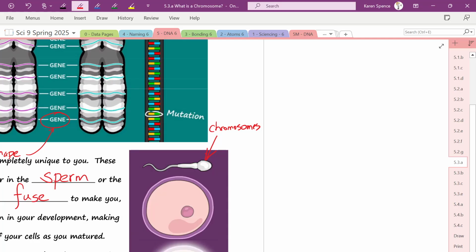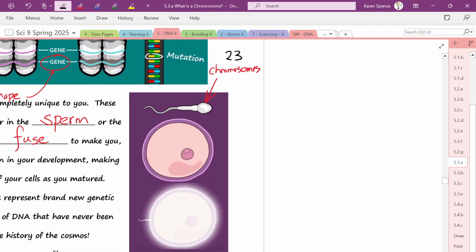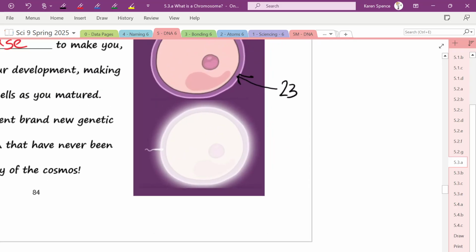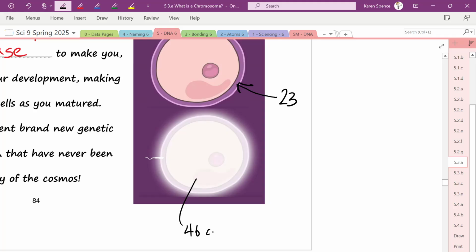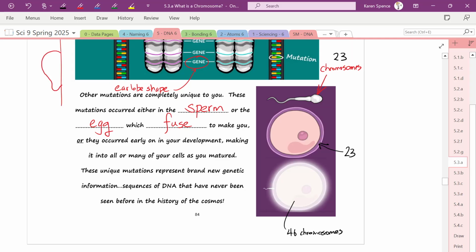How many chromosomes? Yes, Brian, you're right. It is 23. There are 23 chromosomes in a sperm. How many chromosomes are there in an egg? 23 chromosomes. And how many are there when they fuse? Whoa, what happened? You end up with 46 chromosomes. Okay, so 23 makes 23 pairs, which is 46 chromosomes.